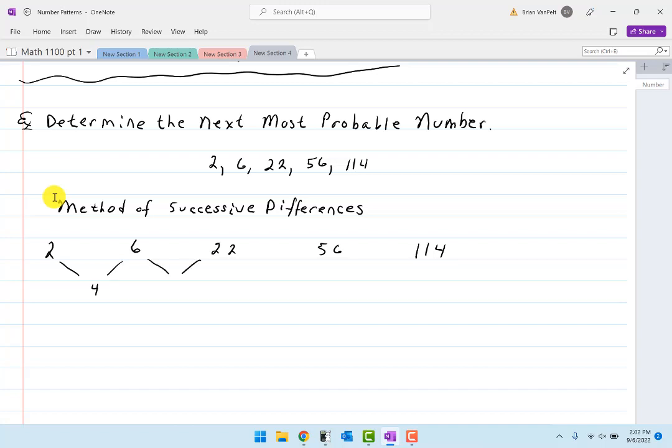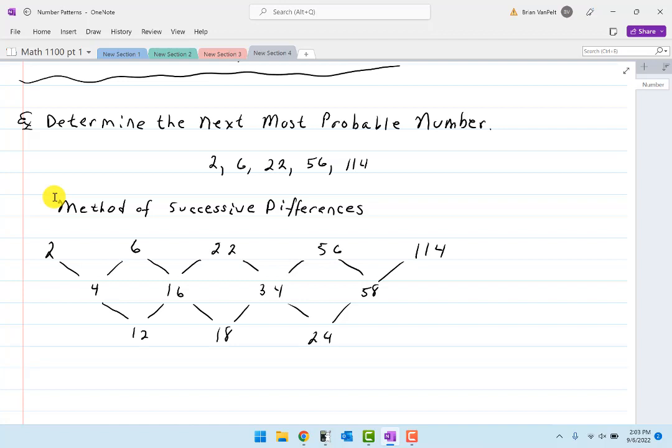And then let me do it for these two. 22 minus 6 is 16. 56 minus 22 is 34. 114 minus 56 is 58. Now I'm going to do the same thing again, like a second line. 16 minus 4 is 12. 34 minus 16 is 18. 58 minus 34 is 24.